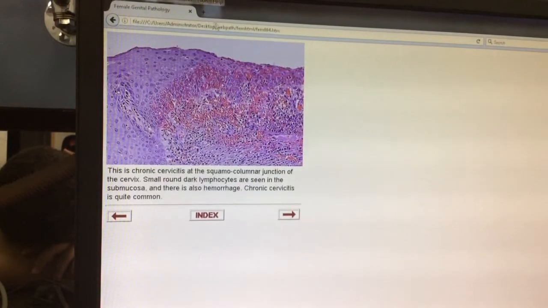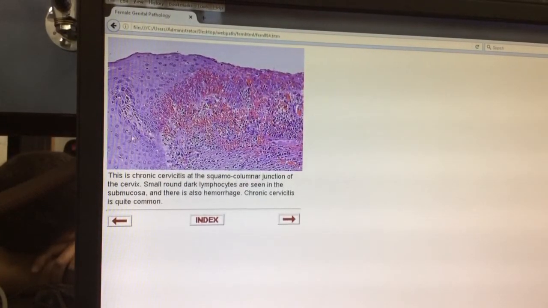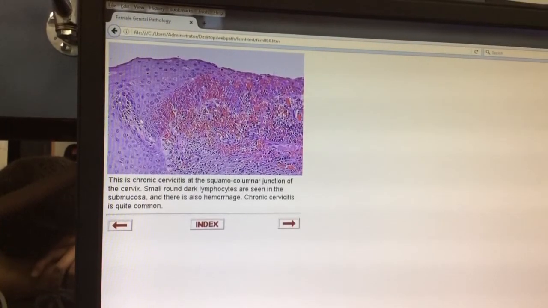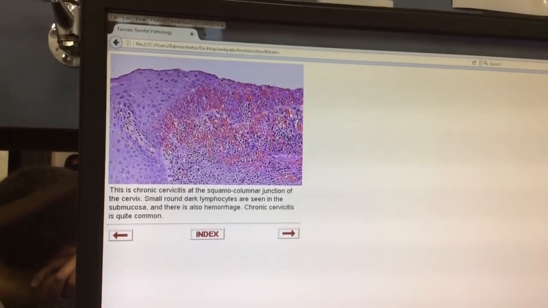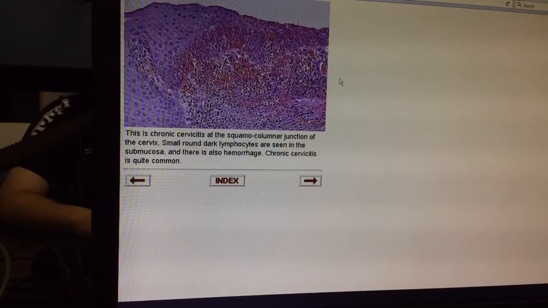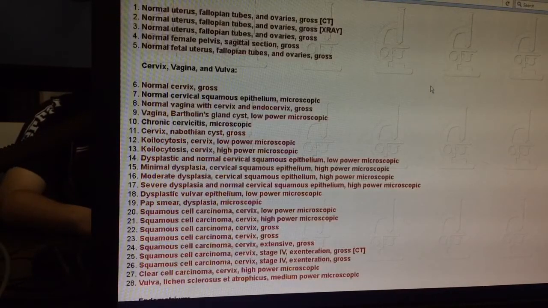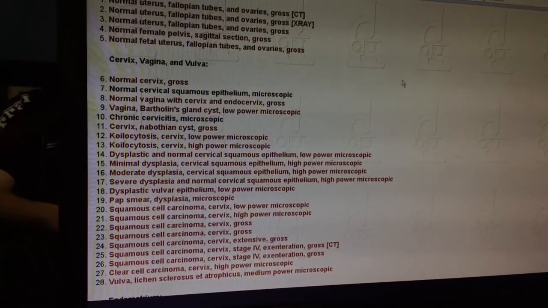There is an abnormality in this slide. This is also an ectocervix. As you see, this is stratified squamous epithelium, and there is an infiltrating lesion. The infiltrating lesion is composed of small cells like lymphocytes, and hemorrhage. So this is an inflammatory process occurring in the cervix, usually cervicitis, which can be caused by infection or any other cause.